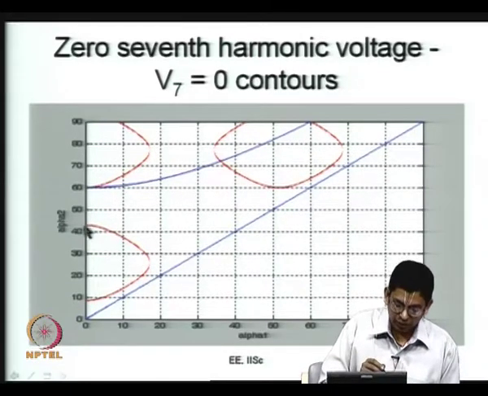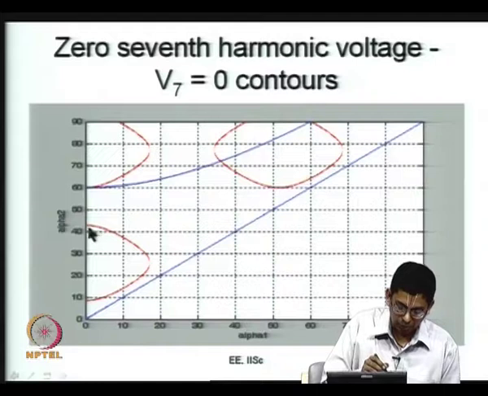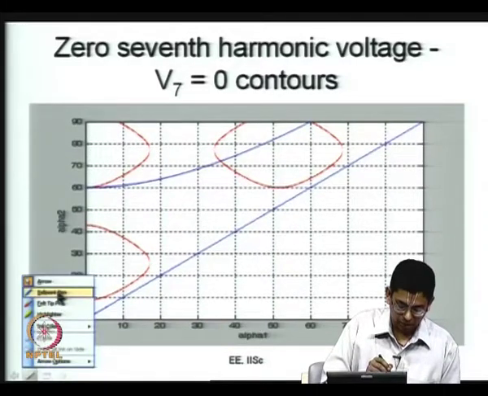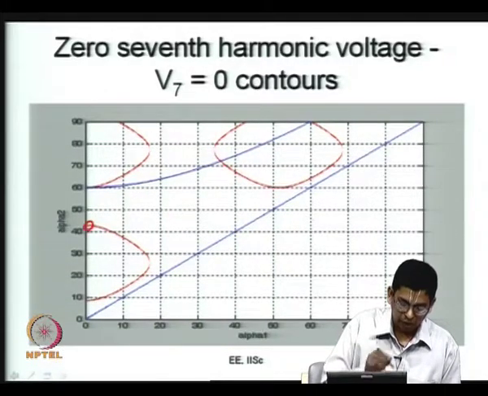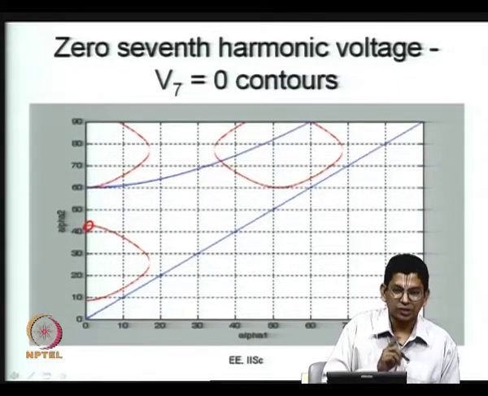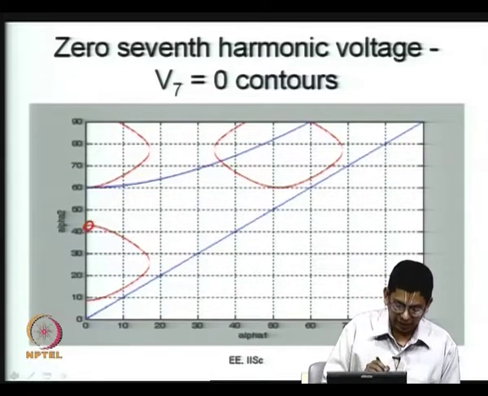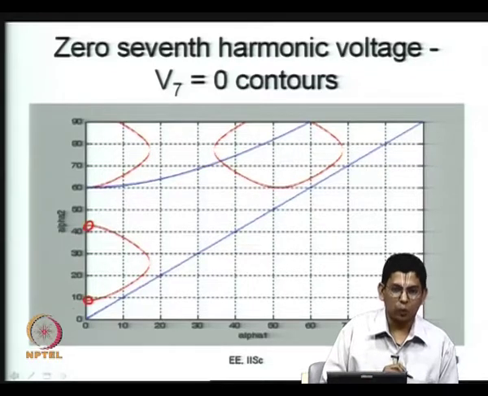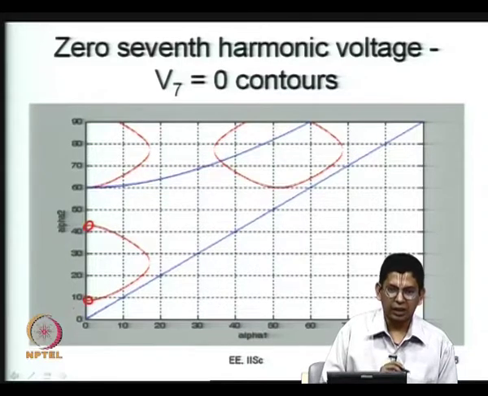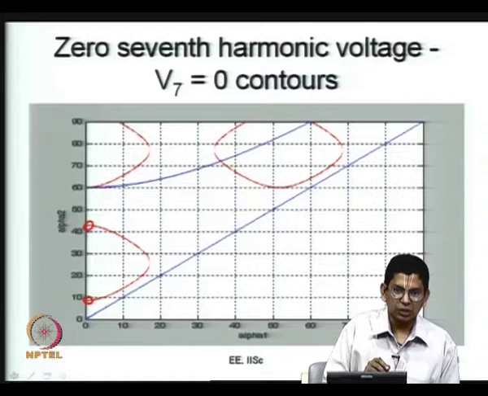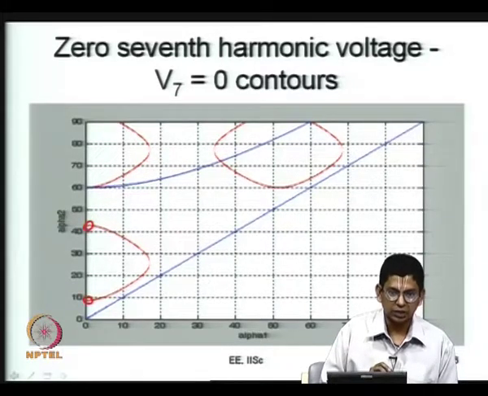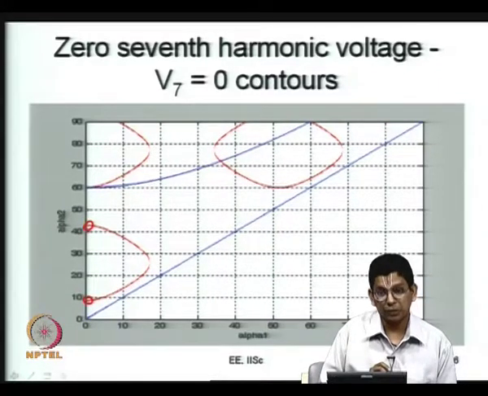And interestingly, this V7 is equal to 0 contour starts at a point here. At this point the fundamental voltage is not equal to 0. It again ends at a point where the fundamental voltage is not equal to 1. That is not surprising, because when V1 is equal to 1 it is square wave operation, and a fifth harmonic or seventh harmonic cannot be 0, right. So, but it is interesting to note that there are certain V7 equals 0 contours which do not start at V1 is equal to 0, they start at some other point. This is something we could not see when we plotted V5 equals 0 contours.